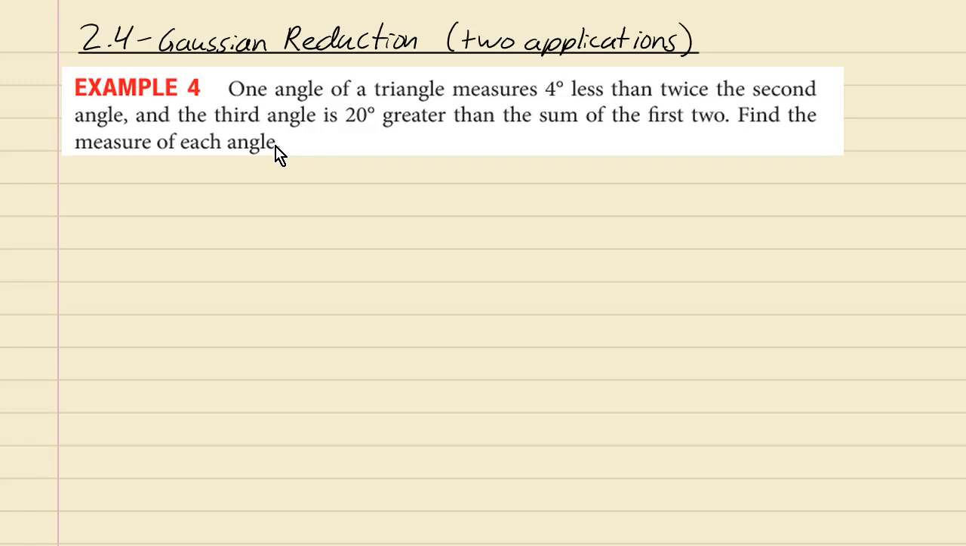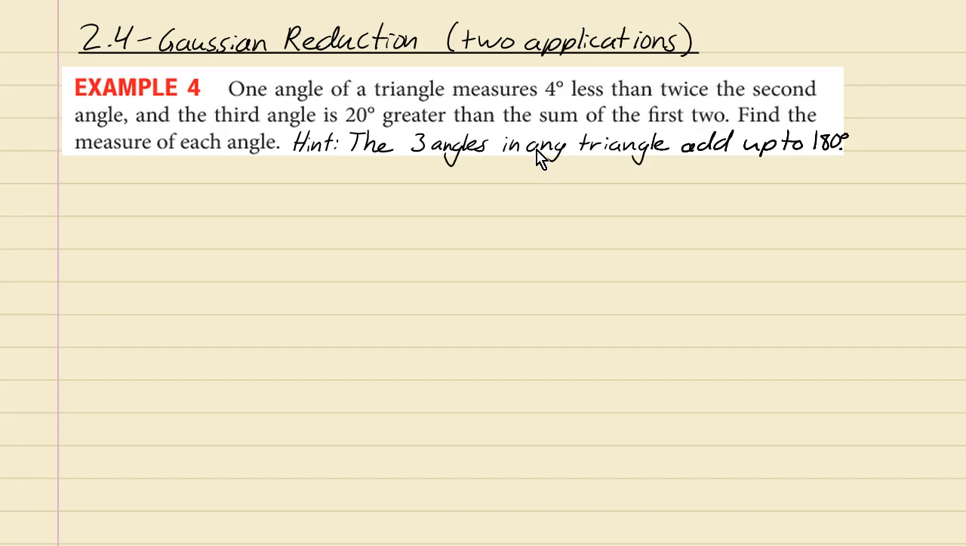So there are going to be a couple of tricky applications in this video. The first one is example number 4 from the book, where it gives that one angle of a triangle measures 4 degrees less than twice the second angle, and the third angle is 20 degrees greater than the sum of the first two. Find the measure of each angle. One thing it doesn't say is this: the three angles in any triangle always add up to 180 degrees.